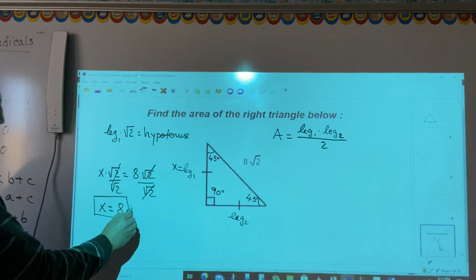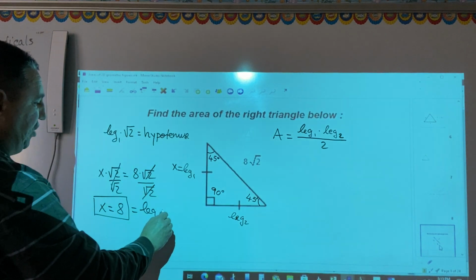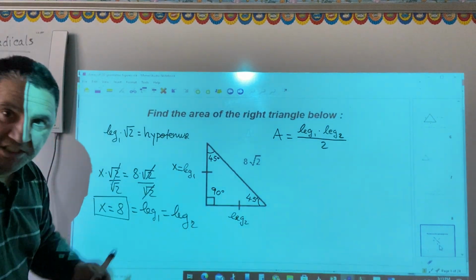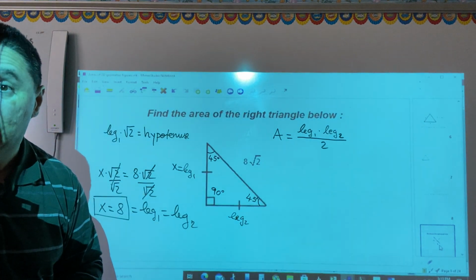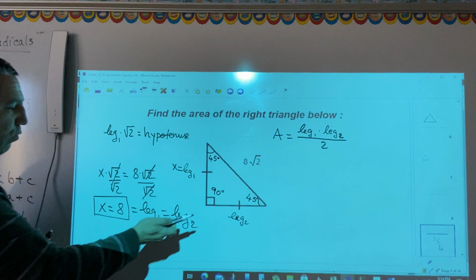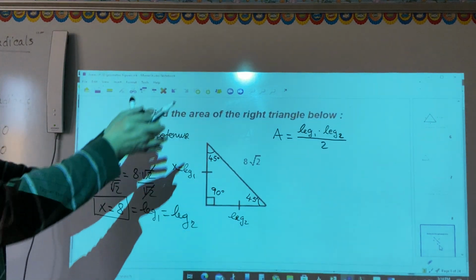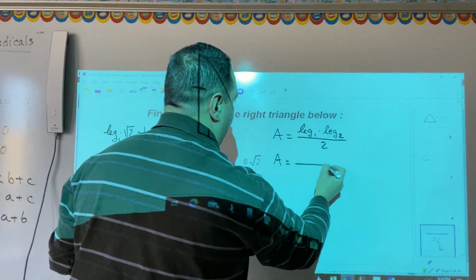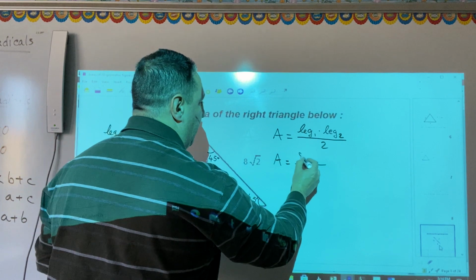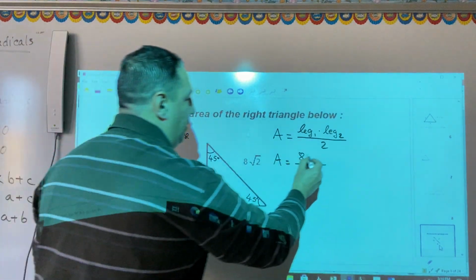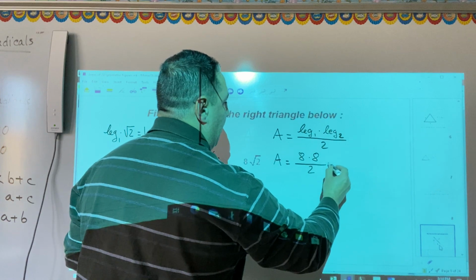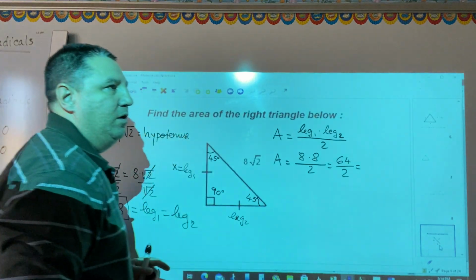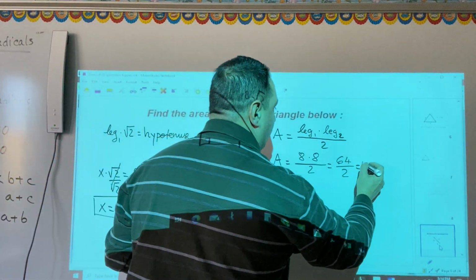But x is leg 1, right? Which is at the same time leg 2. Because this triangle is an isosceles one, right? So we found both legs. We simply plug it in the formula of area. So area would be leg 1 is 8, leg 2 is 8, divided by 2. 8 times 8 equals 64 over 2. Half of 64 would be 32.